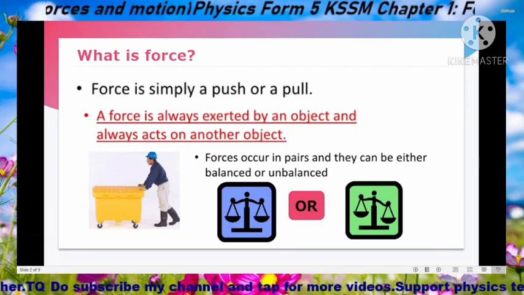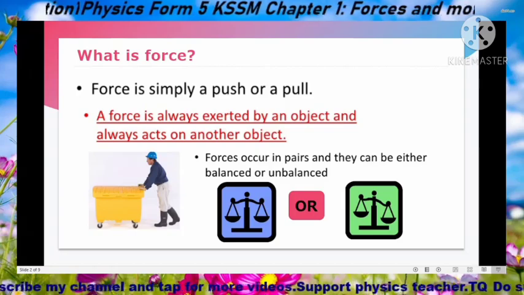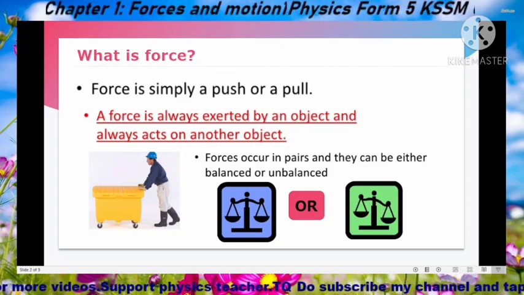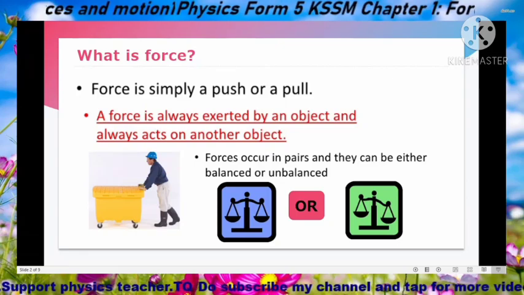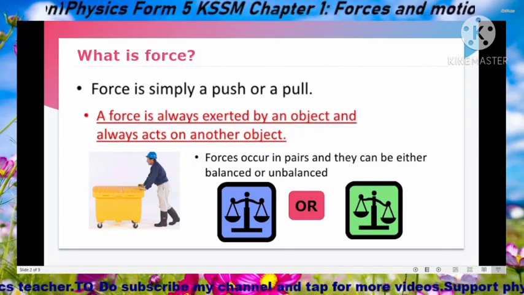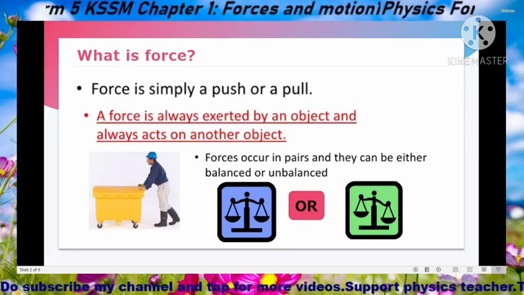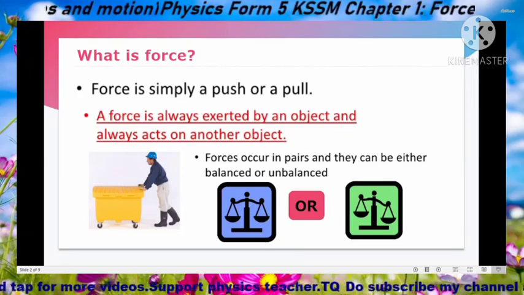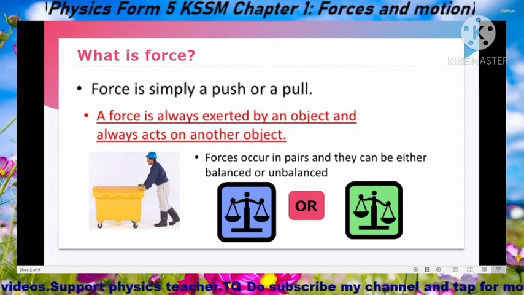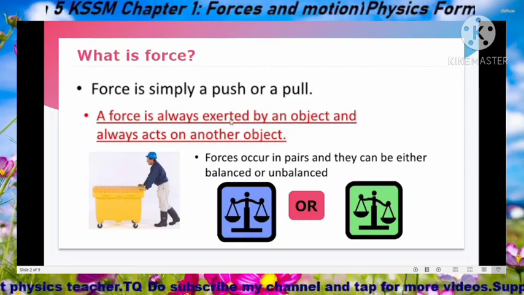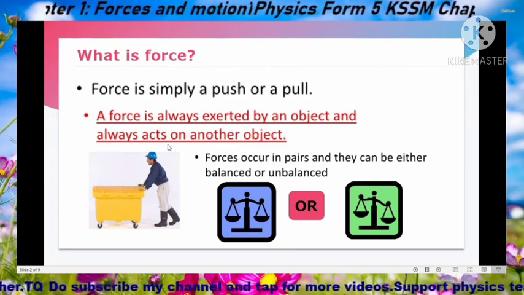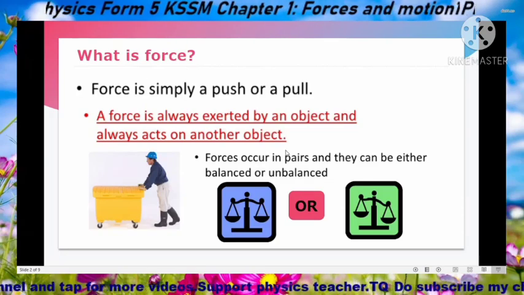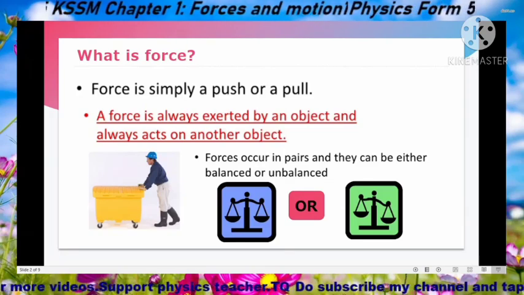Before we continue with the resultant force, I hope you still remember what we have discussed in Chapter 2, Form 4 KSSM about forces and motion 1. So let's look at the definition for force. What is force? Force is simply a push or a pull. So the action of pushing or pulling means you are applying force on the object. A force is always exerted by an object and always acts on another object. A case of action and reaction is the weight and normal reaction force.